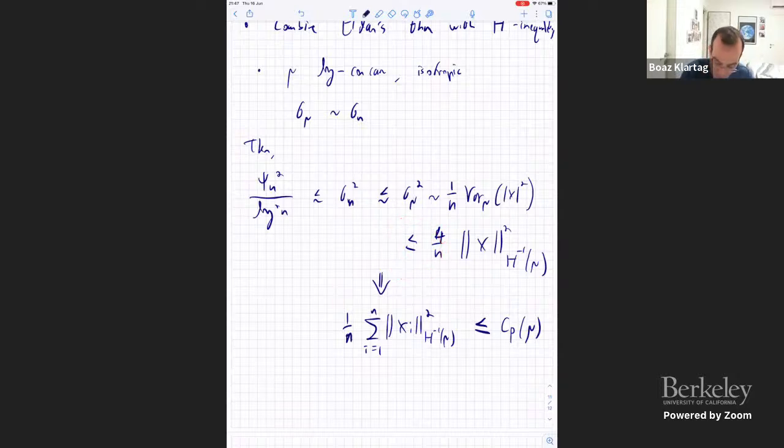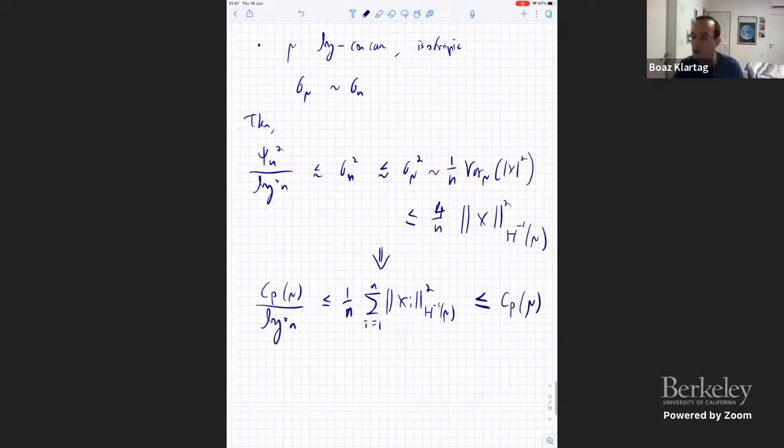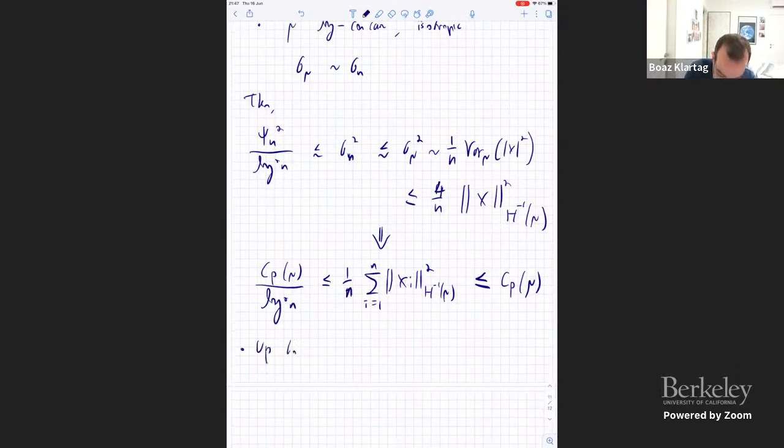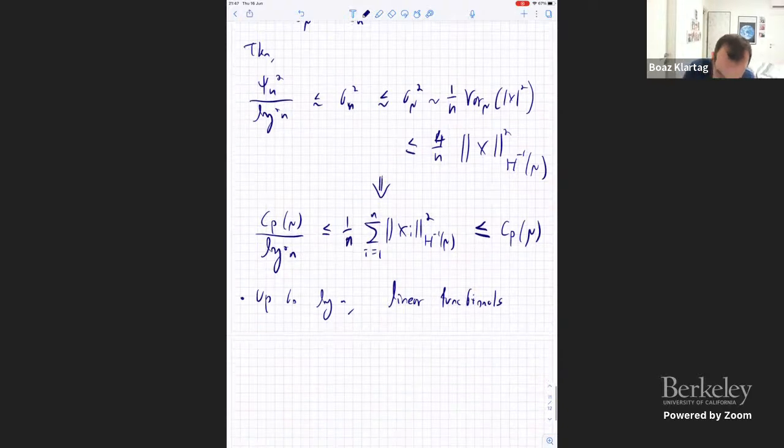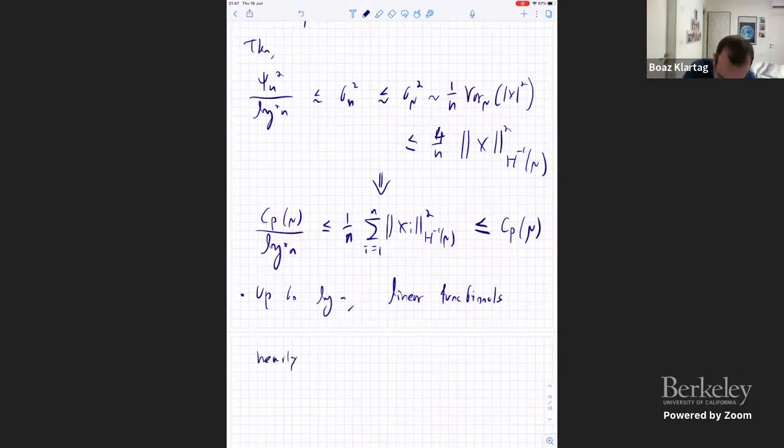And what we get is that this is at least sigma n, let me put the Poincare constant, which could be a bit smaller than sigma n over log squared n. So this means that even if we didn't start the proof, just plugged in Eldan, we already know that up to log factors, linear functions nearly saturate the H minus 1 inequality.